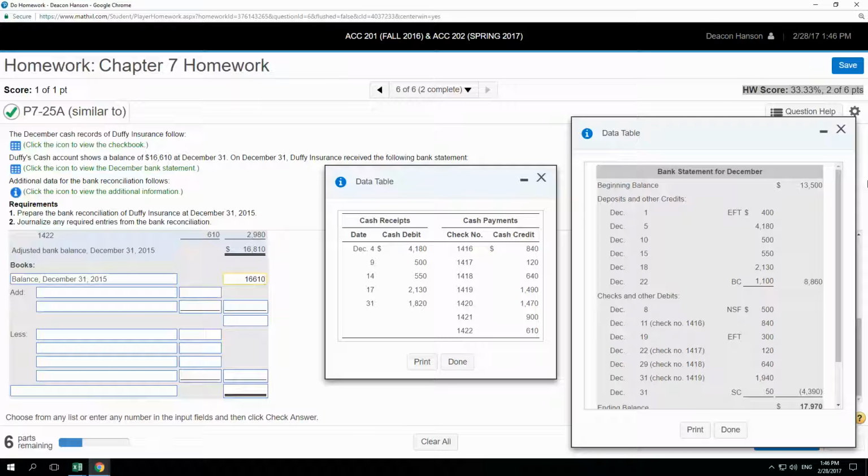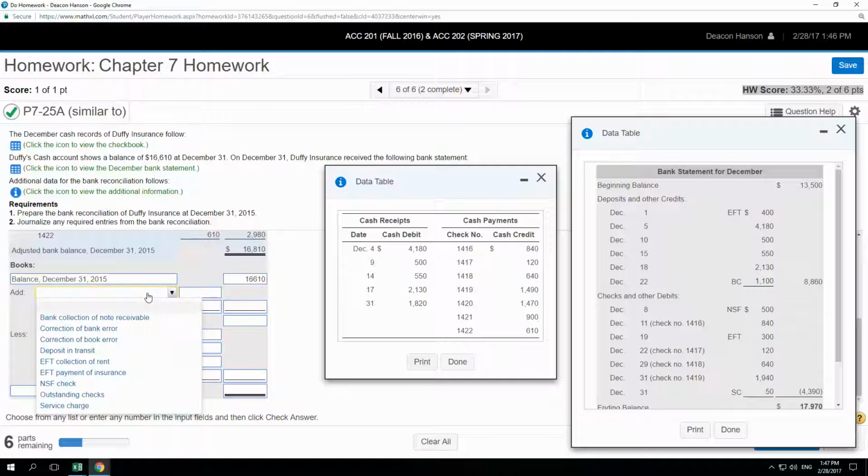Now what we want to do is look at these. We want to start with the deposits that are showing on the bank balance, and we want to look back and make sure they are on our cash receipts for our records. So I'll start with the first one. $400 EFT. Come back over. That $400 EFT is missing, right? So that's going to be something that we need to add.